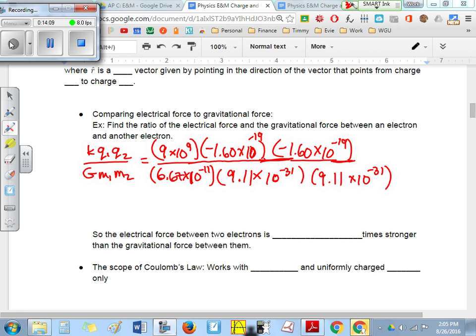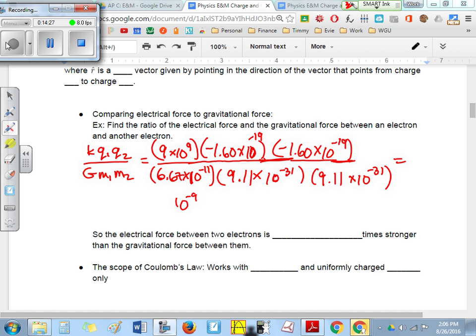Okay, this does need to be typed, okay? And you do get a positive ratio because the two negatives cancel out. Yes? Okay, so if you type all this, okay, so you do not need a calculator for the 10 to the whatevers.